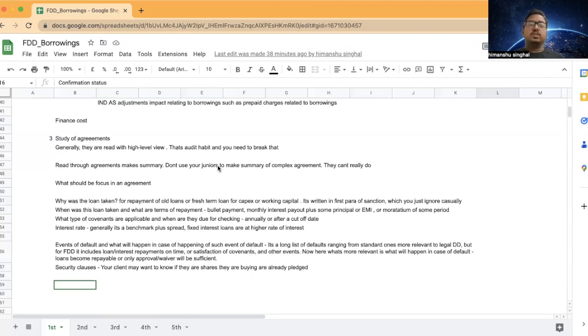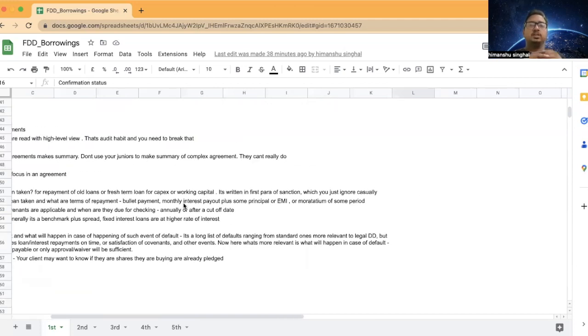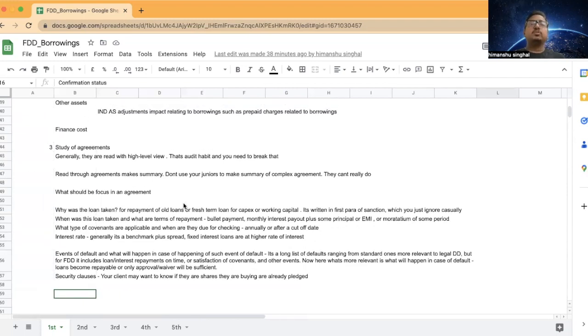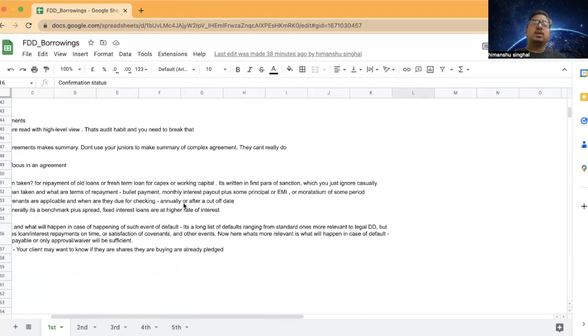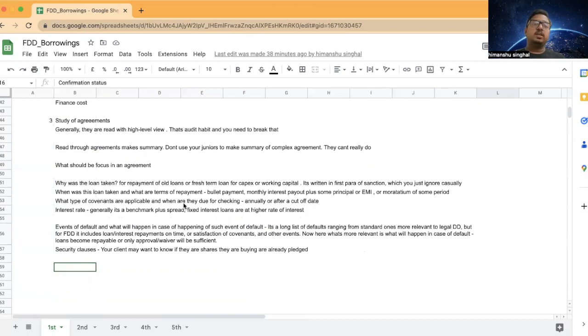A very important clause that then comes is event of default. What you should see is what the event of default is and what will happen when this default happens. Generally there is a long list of defaults, ranging from standard ones, which are more relevant to legal, but your financial ones include your loan interest repayments on time or satisfaction of covenants, or there could be other events also. Now you need to see what will happen in case your defaults happen.